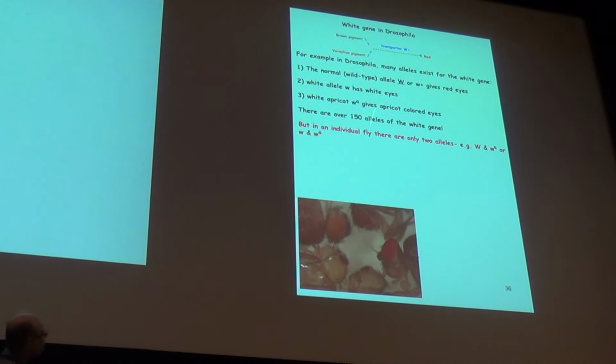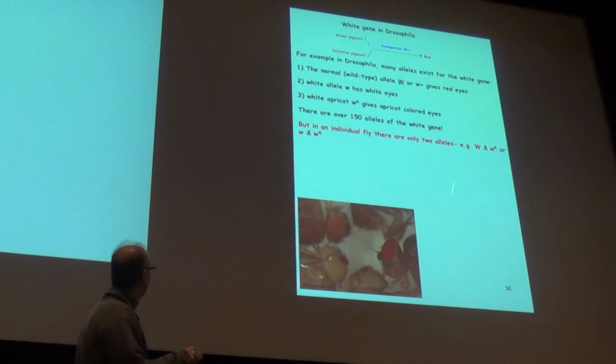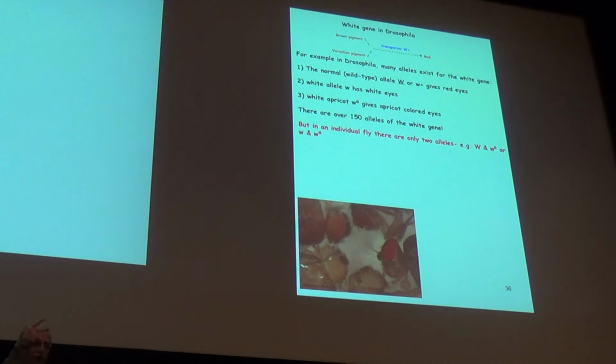In any individual fly, there are only 2 alleles. You can have big W, which is red color, and apricot together. Or you could have the little white and apricot together. Or you could have the big W and the little w together, and so on. Okay? So in any individual fly, you have 2 alleles, but in, say, 100 different flies, you can have multiple alleles. Okay, so how many genotypes are possible when you have 3 alleles at the white gene?